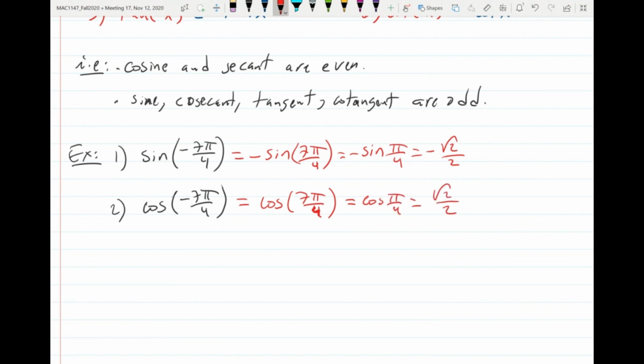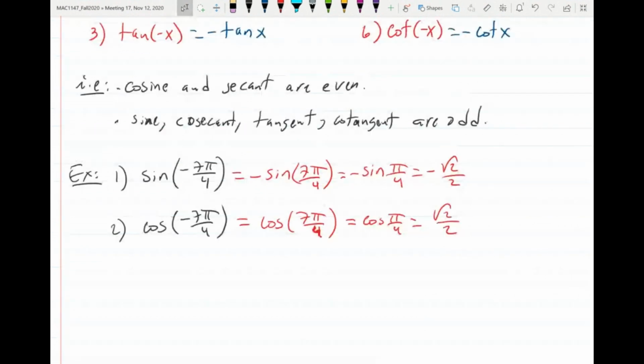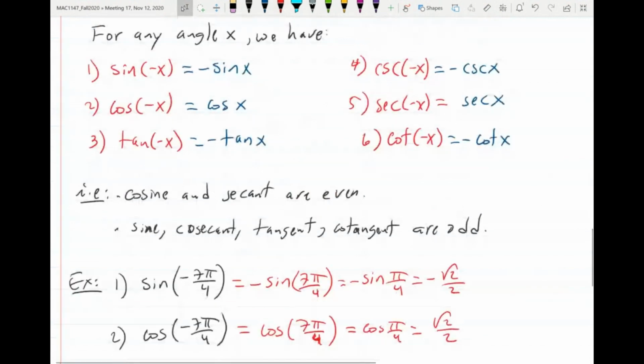So I guess this symmetry business allows you to remove the headache of figuring out in what quadrant is your negative angle and what's the reference angle. What we were doing earlier today, you can now skip that and use the symmetry instead if you like. But it's up to you. Anyways, regardless of what you do, you will get the same answer. Okay, any questions on this?